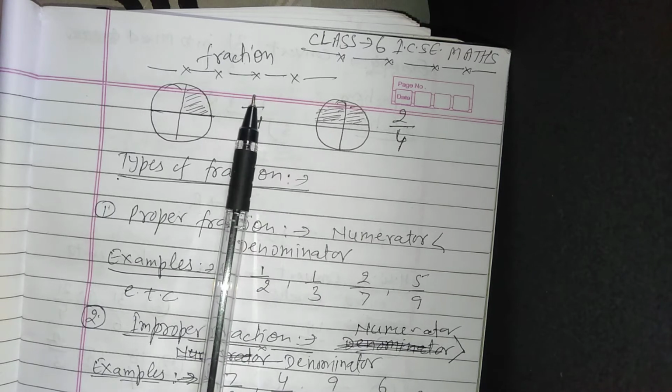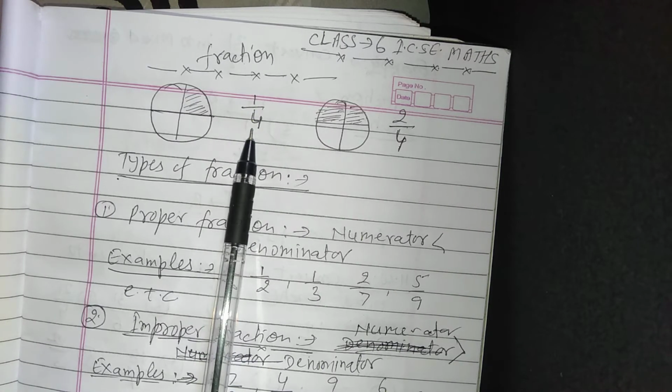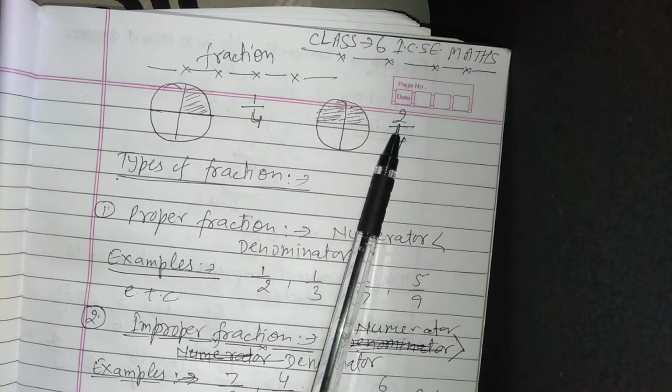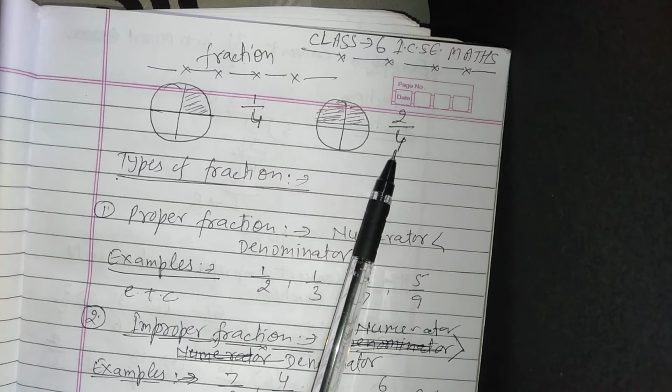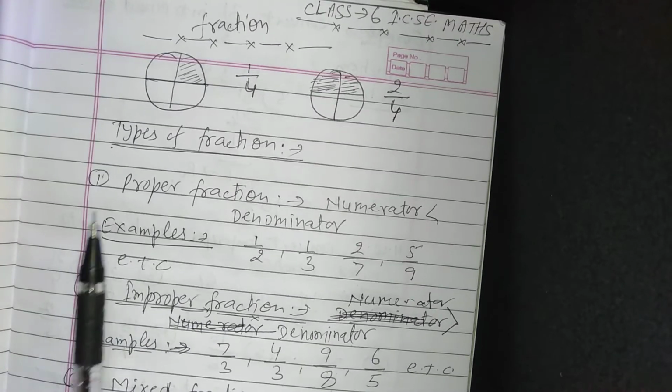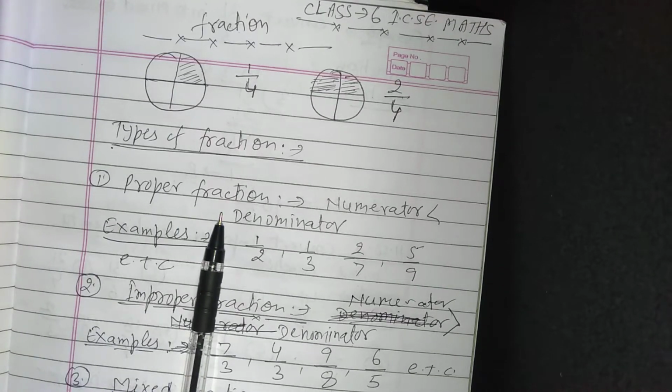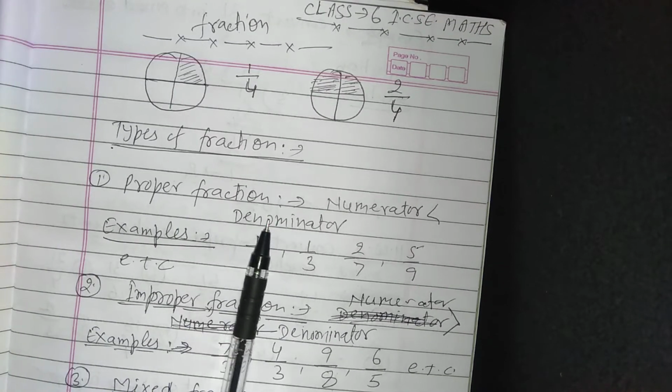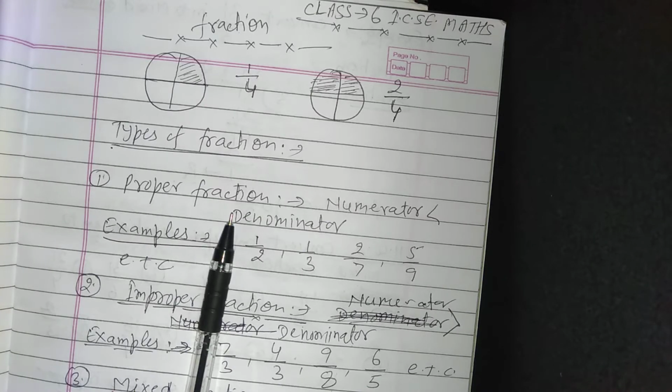This 1 is called numerator, this 4 is called denominator, and here this 2 is called numerator and this 4 is called denominator. Types of fraction. There are mainly 3 types of fraction. One is called proper fraction.